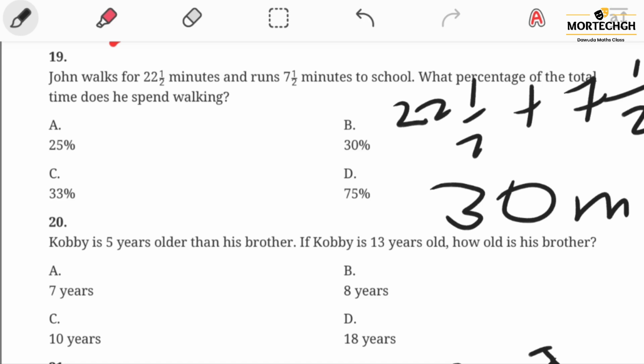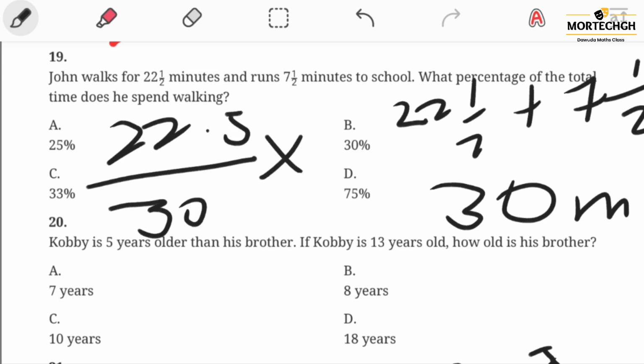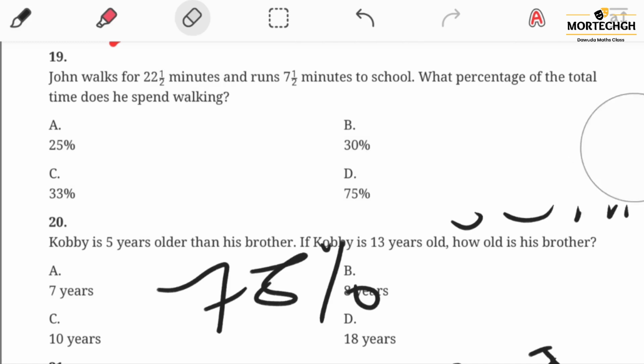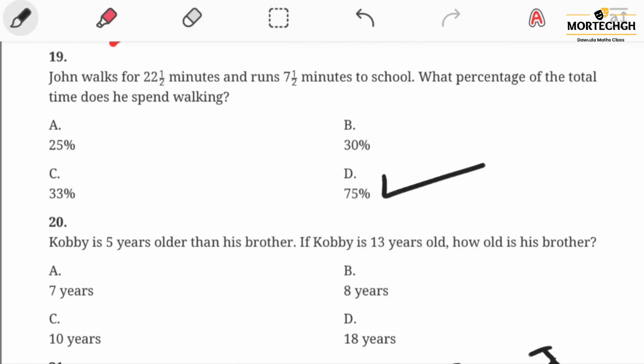Now they are asking what percentage of the total time does he spend walking? So you take the walking time over the total time and multiply by 100% to find the percentage of the total time that he spent walking. So the walking time is 22.5, over the total time, which is 30 minutes, and multiply it by 100%. So 22.5 over 30 will give you 0.75. You multiply it by 100%, which will give you 75%. Right? So the answer is 75%. If you check from the possible answers, it's option D, which is 75%.